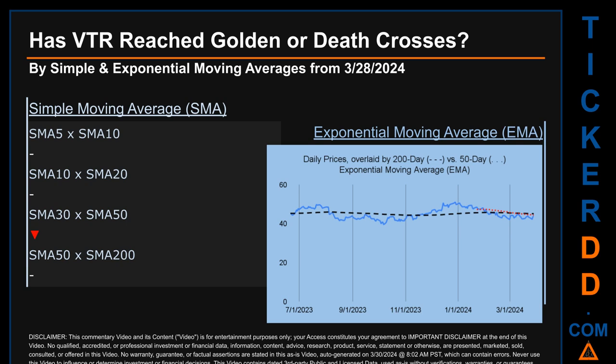Continuing with SMA, we looked across the 5 to 10, the 10 to 20, and the 30 to 50-day ranges to see if golden and death crosses had been reached. We found a death cross signal for the 30 to 50. We could find neither a golden cross nor a death cross signal for the 5 to 10, the 10 to 20, and the 50 to 200.